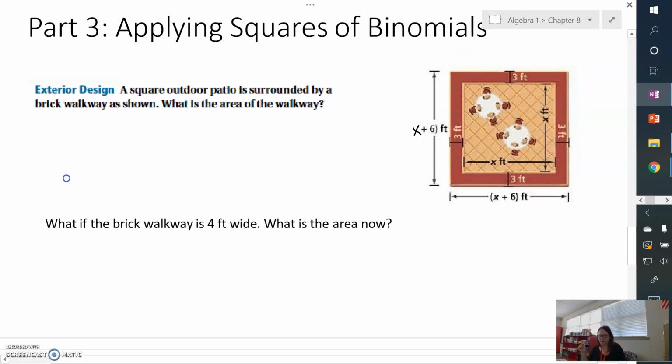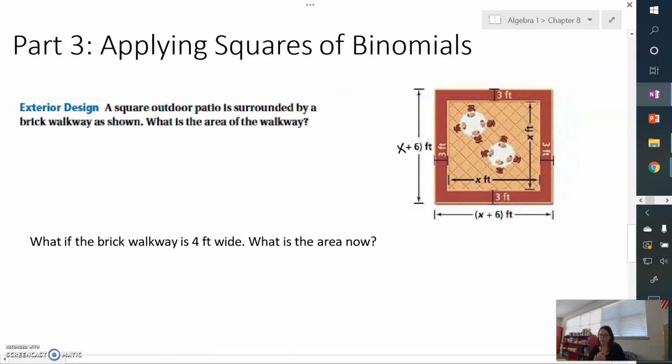So now let's apply the square of a binomial. We have an outdoor patio that's surrounded by a brick walkway, and we want to find the area of that walkway. Because my patio is a square and my walkway makes a border around it, which makes a bigger shape that's also a square, I'm going to take the area of the outside big square, which is x plus 6, because I have a 3 here and a 3 here, and then the length across the patio is x.